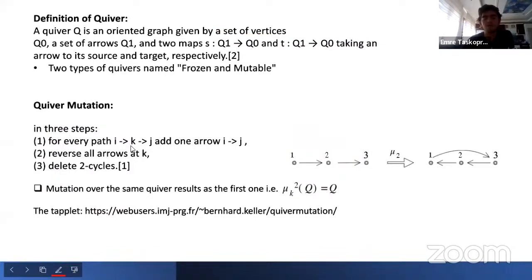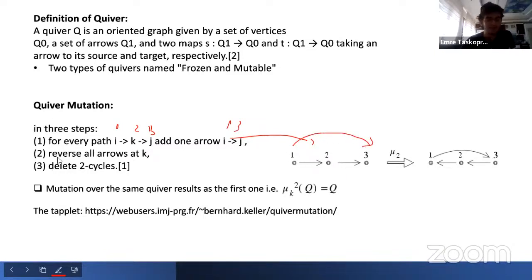For every path i to k to j, add one arrow, i to j. And in this special case, instead of i, k, j, we have 1, 2, and 3. And then after we name our i, k, j again, we get the arrow from 1 to 3. So if we write these mutation steps: for every path i to k to j, add 1 arrow, i to j, which is 1 to 3.